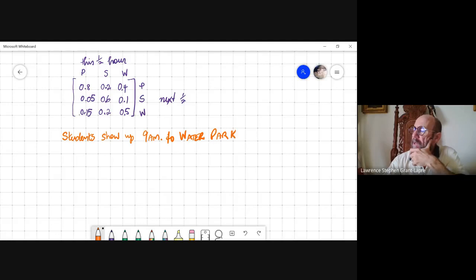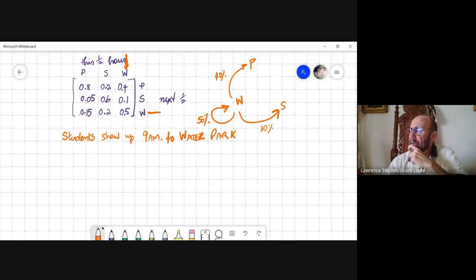But there's this probability that if they're at the water park, for this hour, 40% of those students will go up to the pool in the next half hour. 10% will go across to the slides in the next half hour, and 50% will remain at the water park. Now that happens every half hour. So the question asks, what percentage will be still there is expected at closing time of 5 p.m.